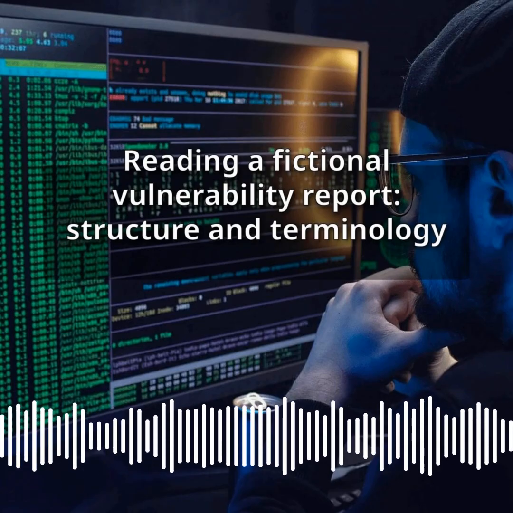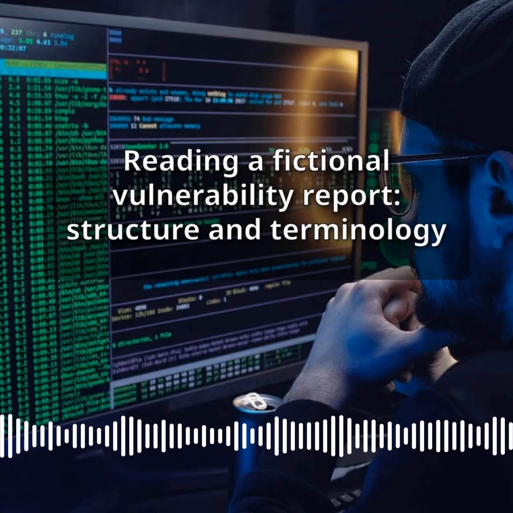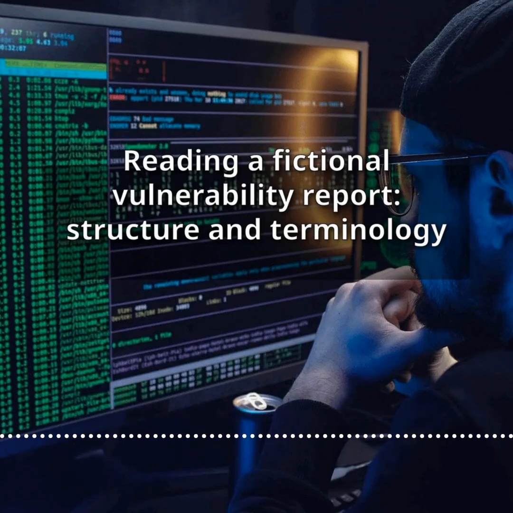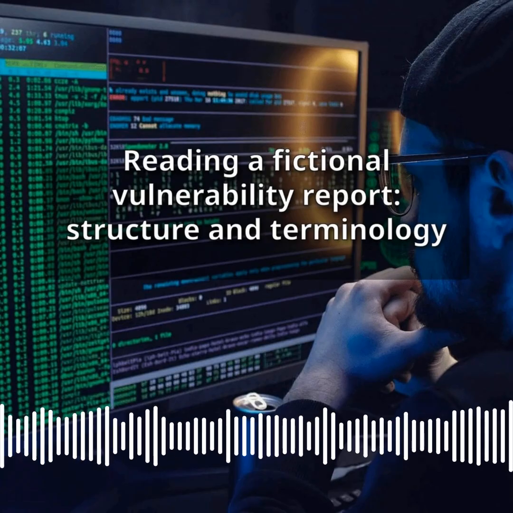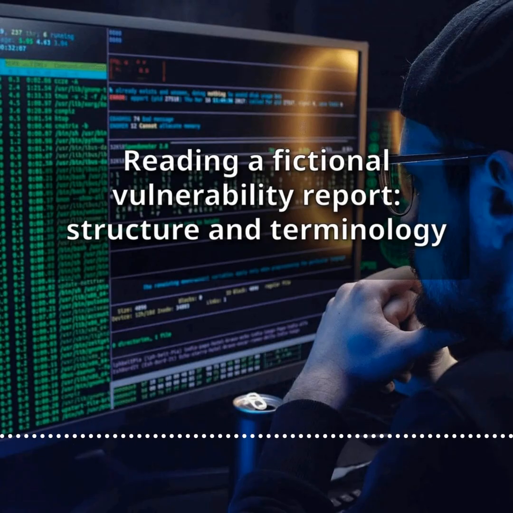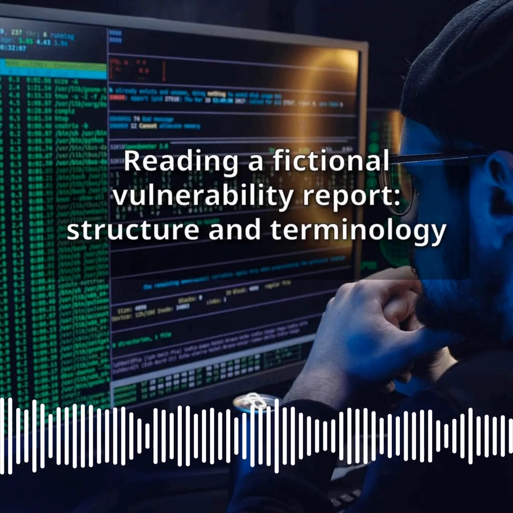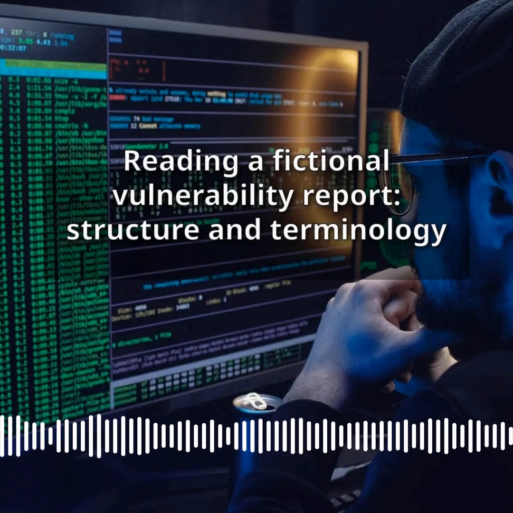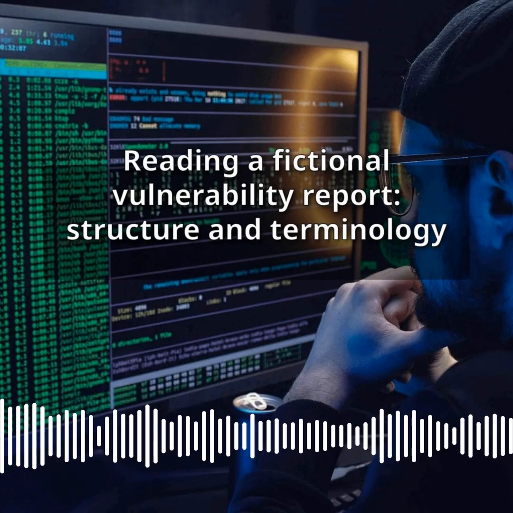The severity is rated critical because the vulnerability is remotely exploitable without authentication, requires no special privileges, and can lead to full database compromise. Key terminology explained. Severity and risk ratings are among the most important elements to understand when reading a report. Here are the most commonly used terms.